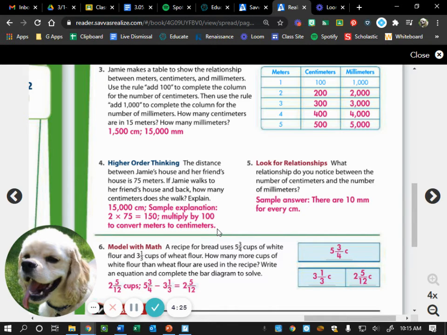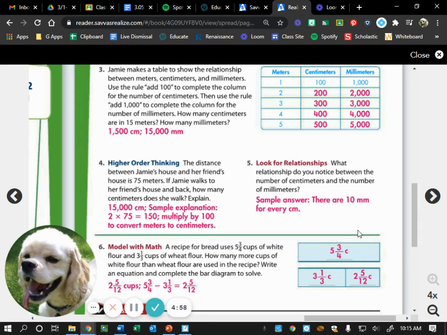So we would take 150 and multiply it by 100 to find out how many centimeters. Will? I did 75 times 100 and then doubled it. That's another strategy. You could have taken 75, multiplied it by 100, which would get you 7,500, then doubled 7,500 to get 15,000. Nice job. Any other questions or comments for number 4? Okay. How do we feel about number 4? Okay. Then we had number 5.